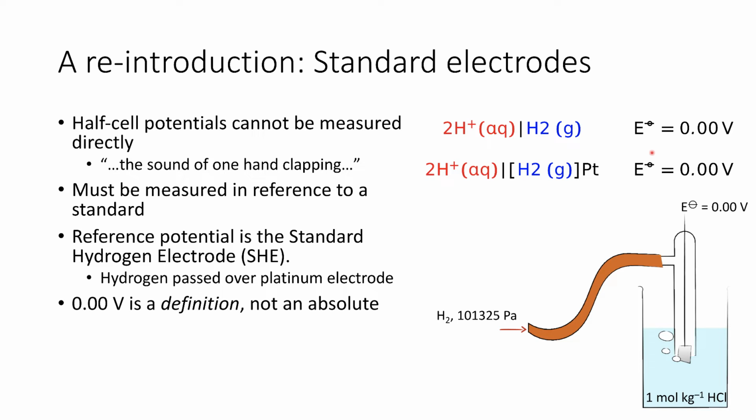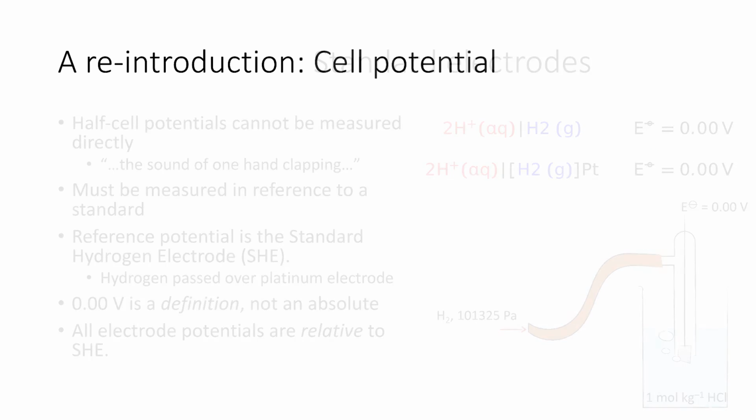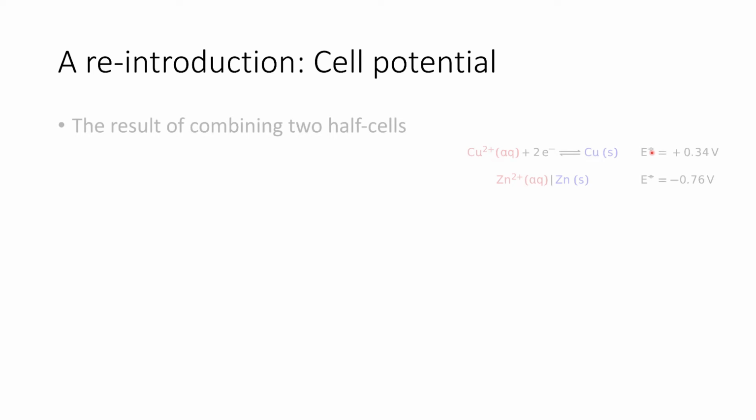It is impossible to measure a potential directly of a single electrode. So it has to be measured relative to something else, and we define the hydrogen electrode at zero, so that everything else is measured relative to it. So when we have our zinc potential from the previous slide, that is measured relative to the hydrogen electrode. The cell potential itself is worth revisiting, and if you remember, this is the result of combining two half cells.